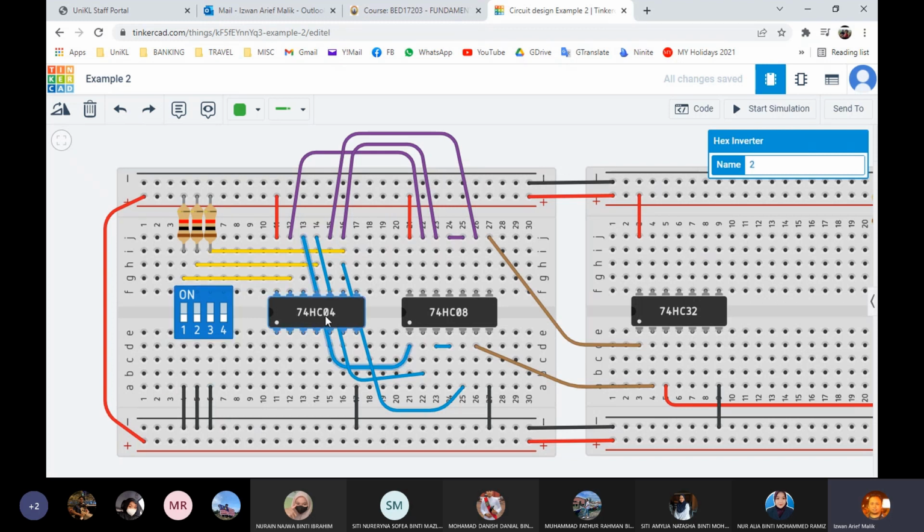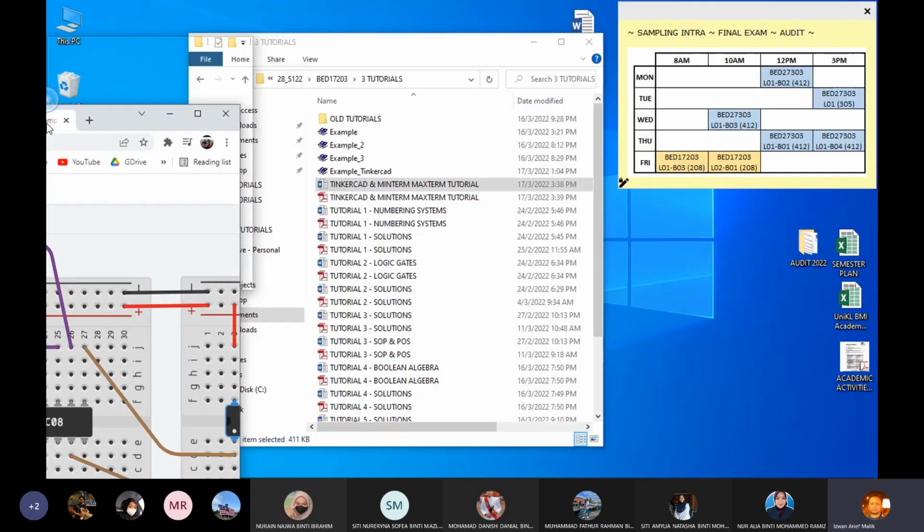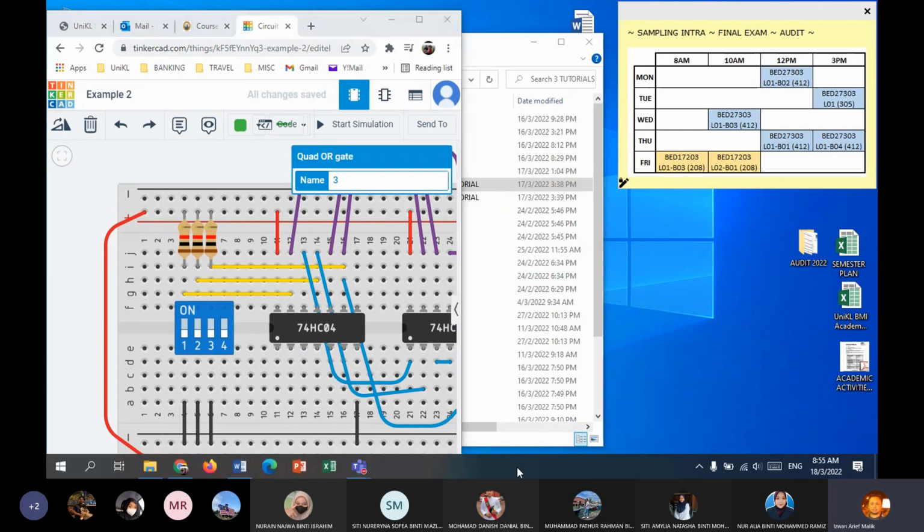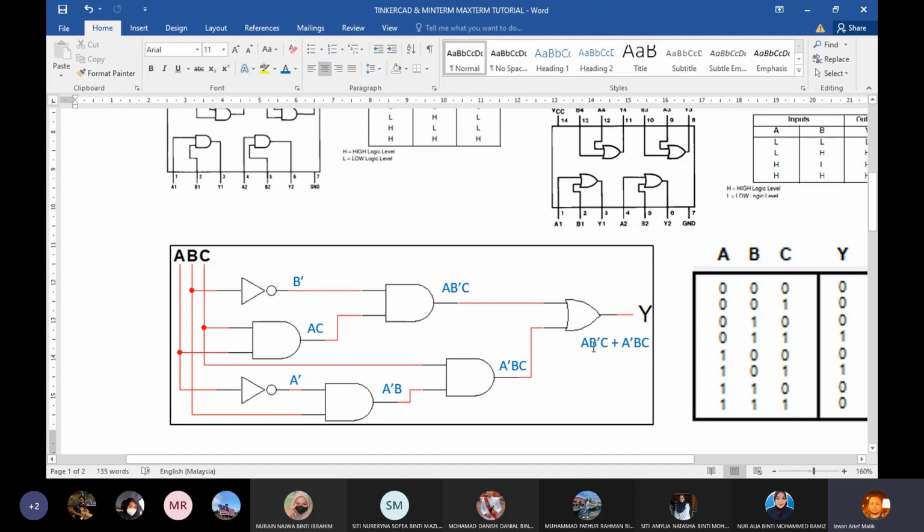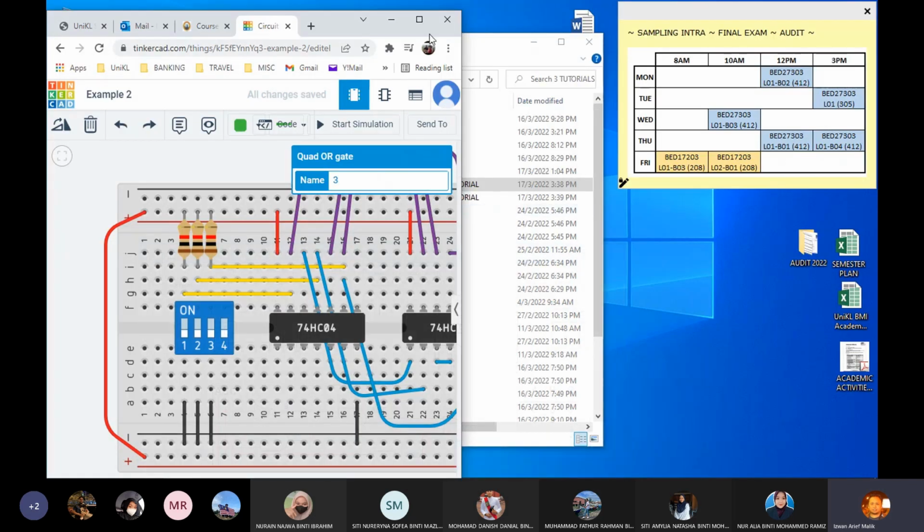Okay, 74HC04 is for NOT gate, 7408 is AND, 7432 is OR. So saya pakai 3 gate. Sebab apa? Sebab solution dia memang ada 3 variable A, B, C. So saya pakai 3, and then saya ada satu dekat sini NOT gate, dekat sini ada AND gate, dekat sini ada OR gate. So saya kena pakai all 3 gates lah.